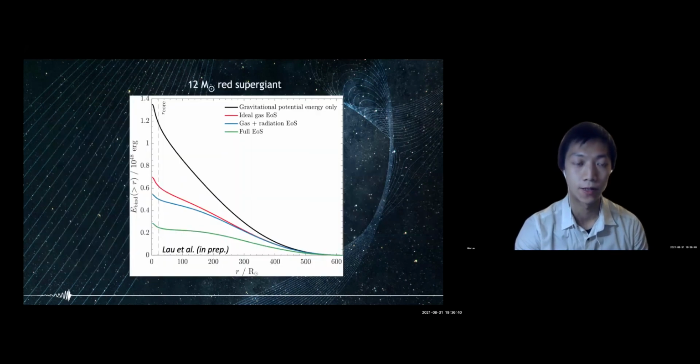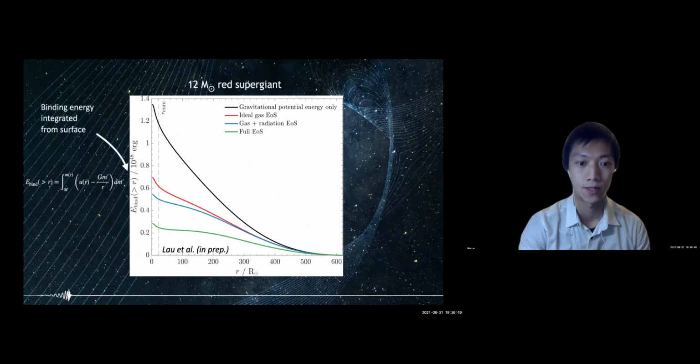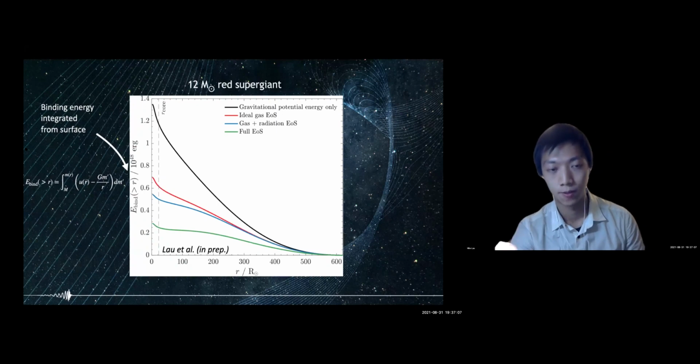So take as an example a 12 solar mass red supergiant. Here I'm plotting on the vertical axis the binding energy integrated from the surface as a function of radius on the horizontal axis. So the quantity I'm plotting is this integral here, where this second term gives rise to the gravitational potential energy. And in the first term, I include an internal energy contribution to allow for the possibility of internal energy to be used in ejecting the envelope.